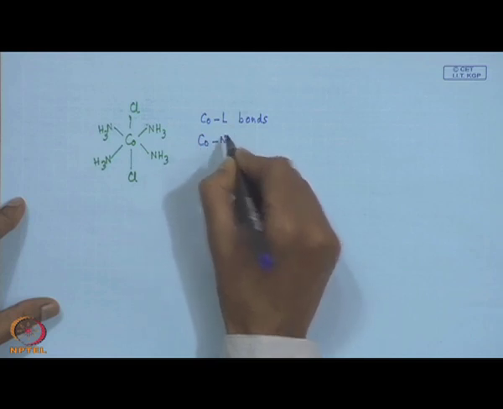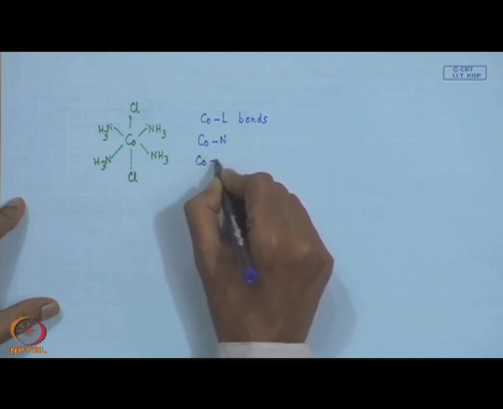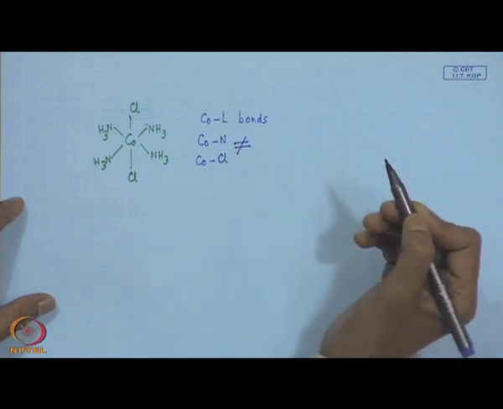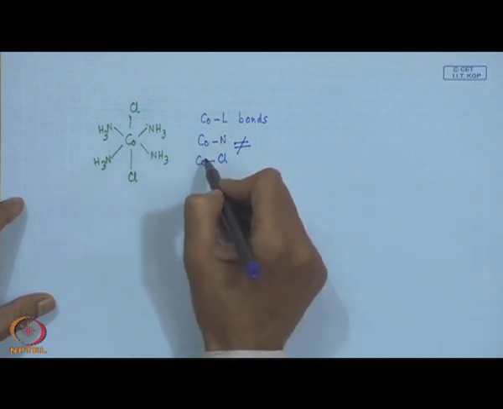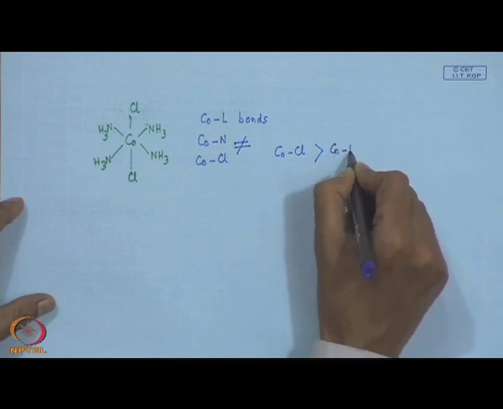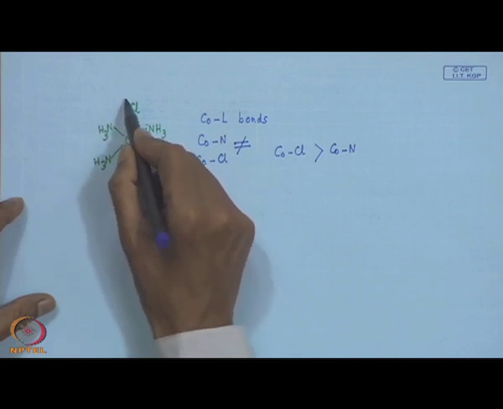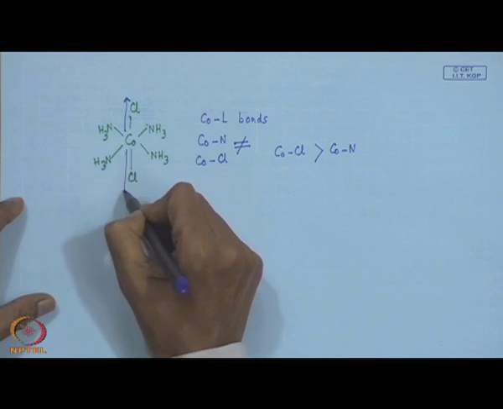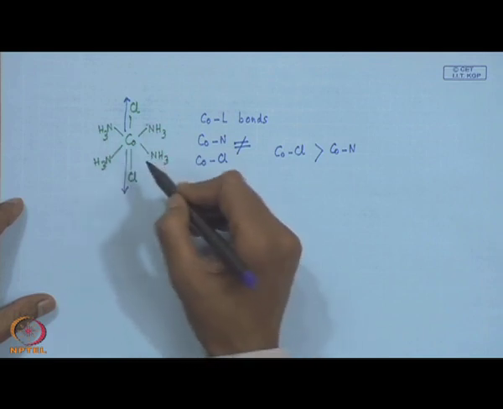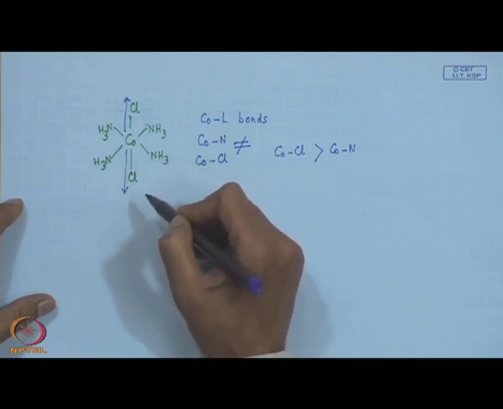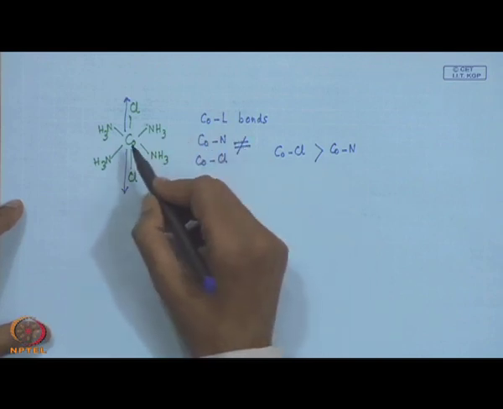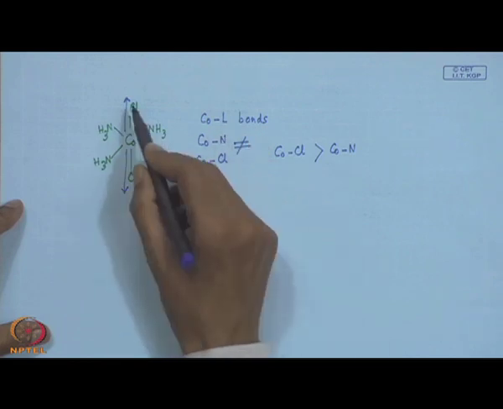4 are cobalt nitrogen and 2 are cobalt chlorine bonds. These 2 bonds definitely will not be equal to each other. We see that the cobalt chlorine bonds are longer compared to the 4 cobalt nitrogen bonds which are in plane. As a result, we cannot consider it as a regular octahedron, because by definition the regular octahedron is a polyhedral arrangement where all the metal ligand distances are the same. So, it has some elongation.